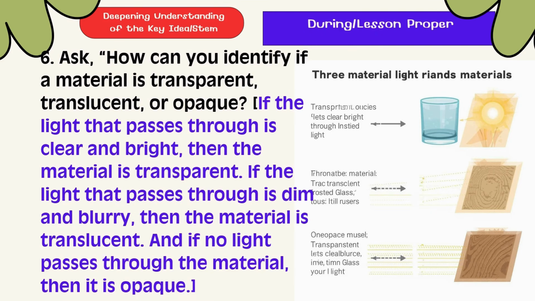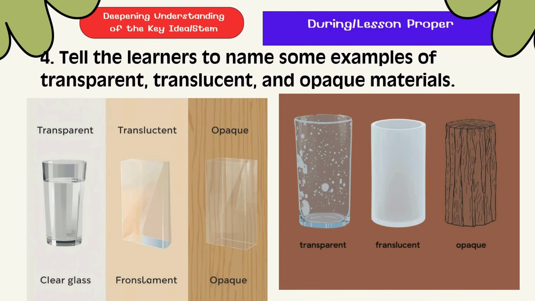How can you identify if a material is transparent, translucent, or opaque? If the light that passes through is clear and bright, then the material is transparent. If the light that passes through is dim and blurry, then the material is translucent. And if no light passes through the material, then it is opaque. Tell the learners to name some examples of transparent, translucent, and opaque materials.